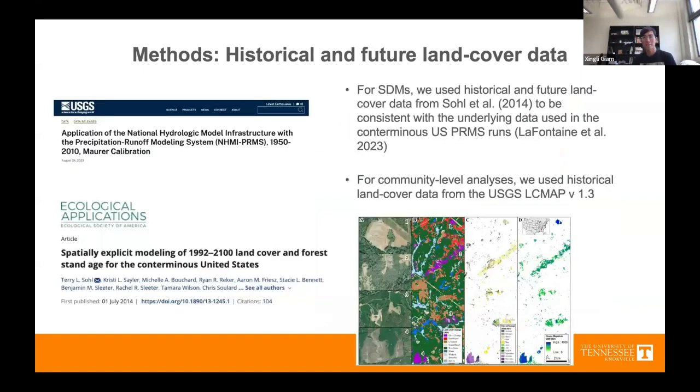And then for historical and future land cover data, again for SDMs, we use land cover data from SOLUS. This is an older data set, but we had to use it because it was consistent with the underlying data that we use for the PRMS streamflow runs. But for the community-level analysis, we use the more up-to-date GridMet, and we also use more up-to-date land cover data from the USGS LCMAP program.